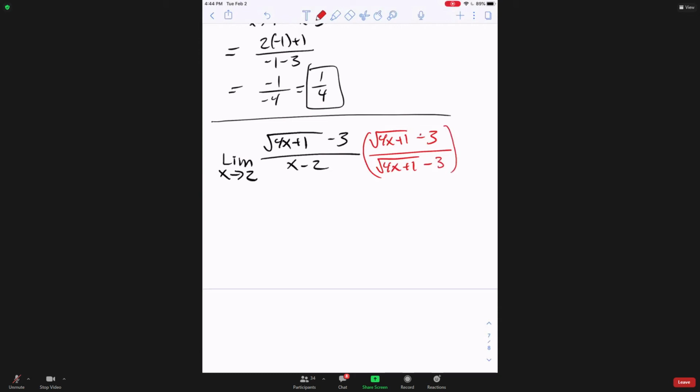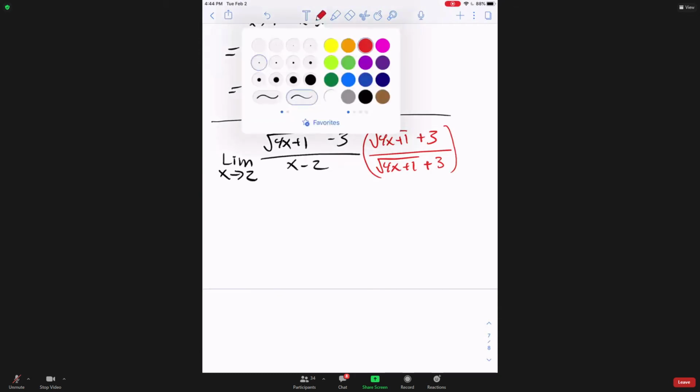Plus sign here. The conjugate is the same two terms here, except you change the minus sign to a plus. If it was a plus, you change it to a minus. And then you got to multiply the top and bottom by the same thing, because that way you're really multiplying by one, so you're not changing the value of the expression.